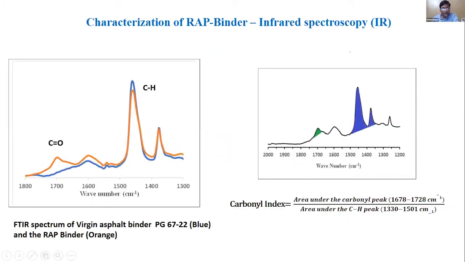And for IR, this is the IR spectra of the virgin binder, in this case PG 67-22, and this is a wrap binder. This peak is due to the polar carbonyl group, which is absent in virgin asphalt. In the literature, people normally use a carbonyl index value, which is the area under the CO peak versus the area under the carbon-hydrogen peak.